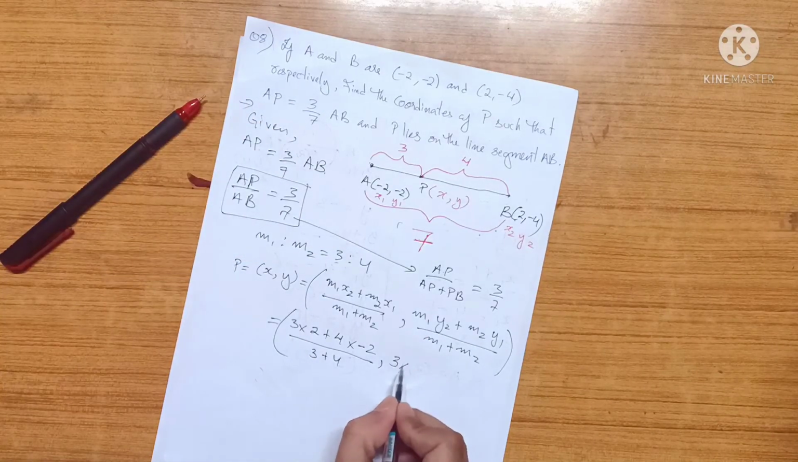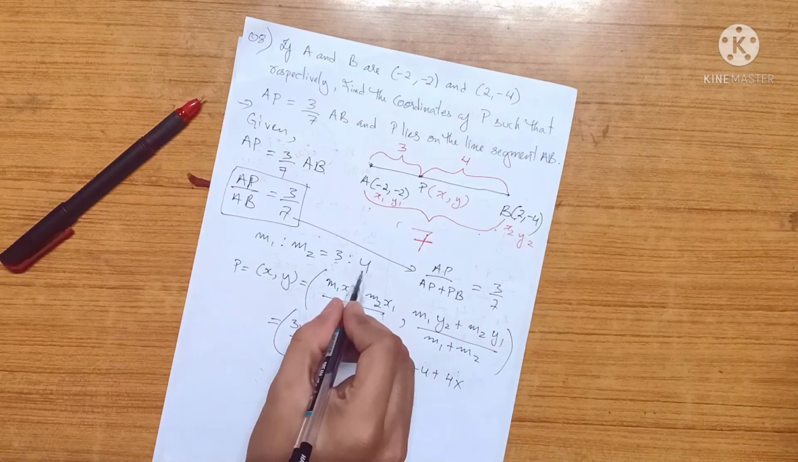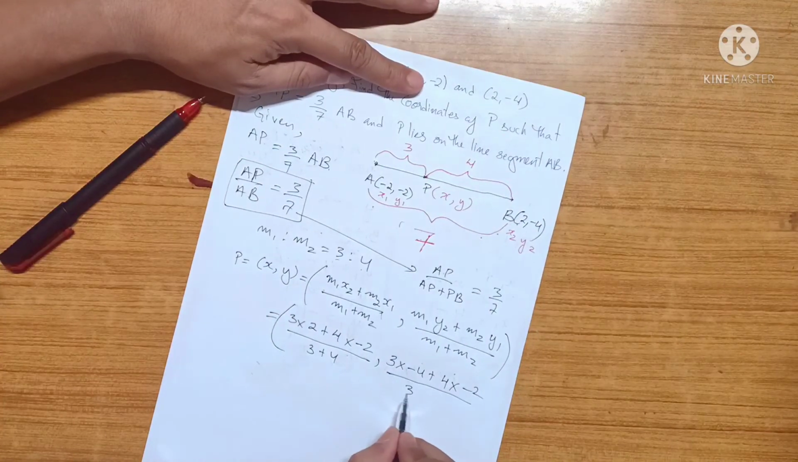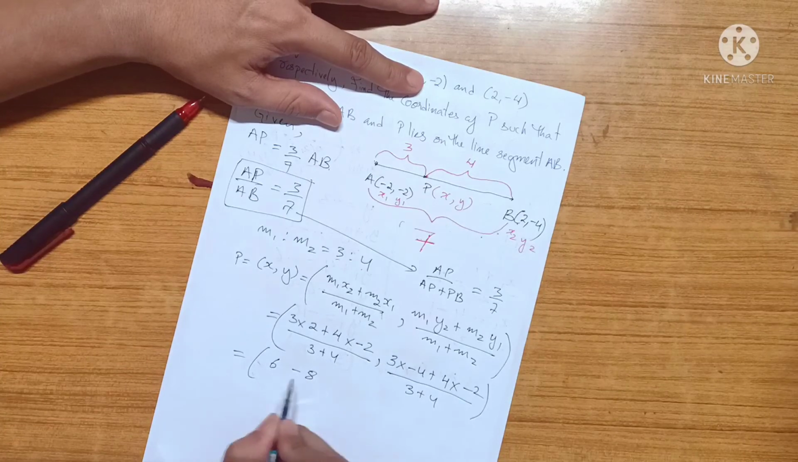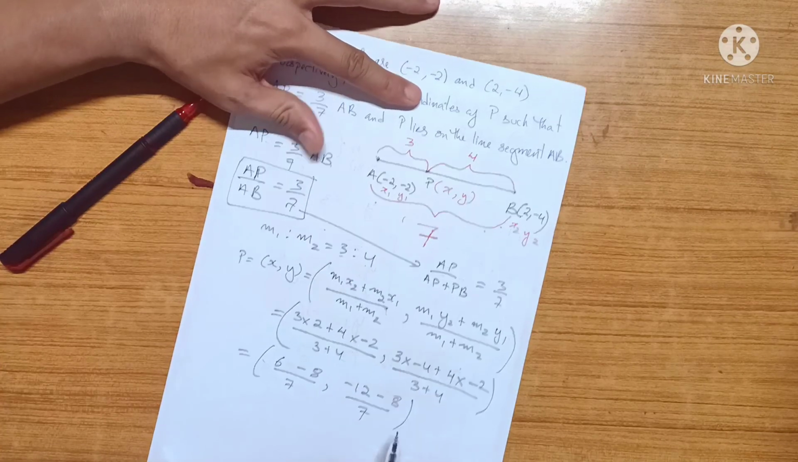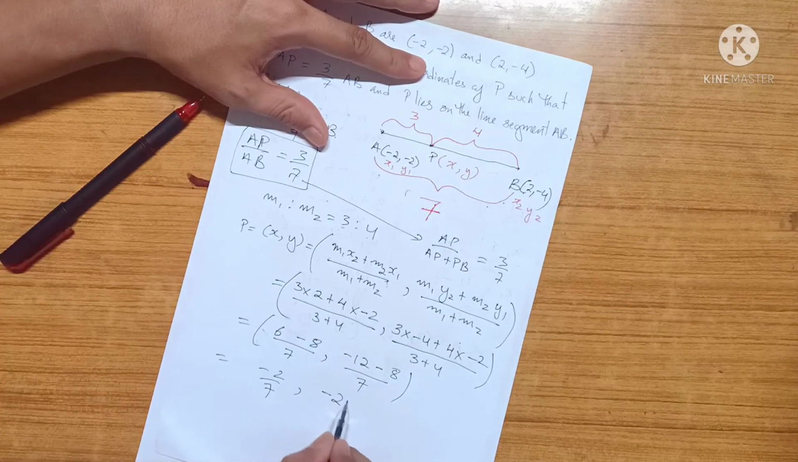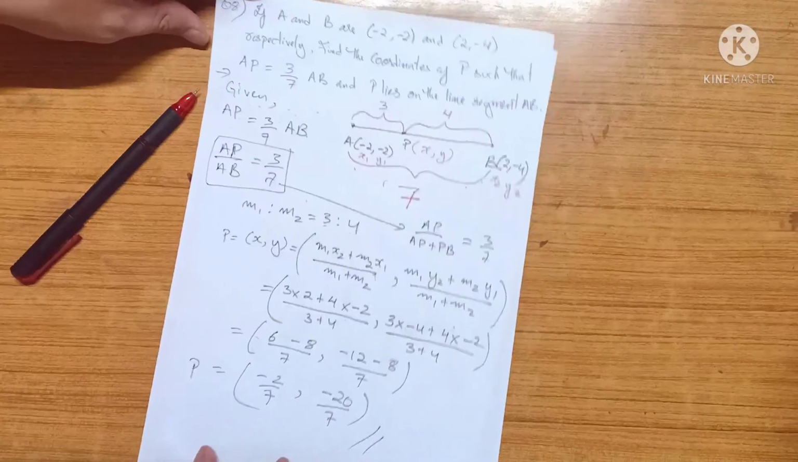Let's do the same thing for y. Y2 is minus 4, M2 is 4, and Y1 is minus 2. So M1 plus M2 is 3 plus 4. So we have 3 times minus 6 minus 8 by 7, and minus 12 minus 8 by 7. So we will get minus 2 by 7, and this one is minus 20 by 7, which is the answer. So P equals this. Done.